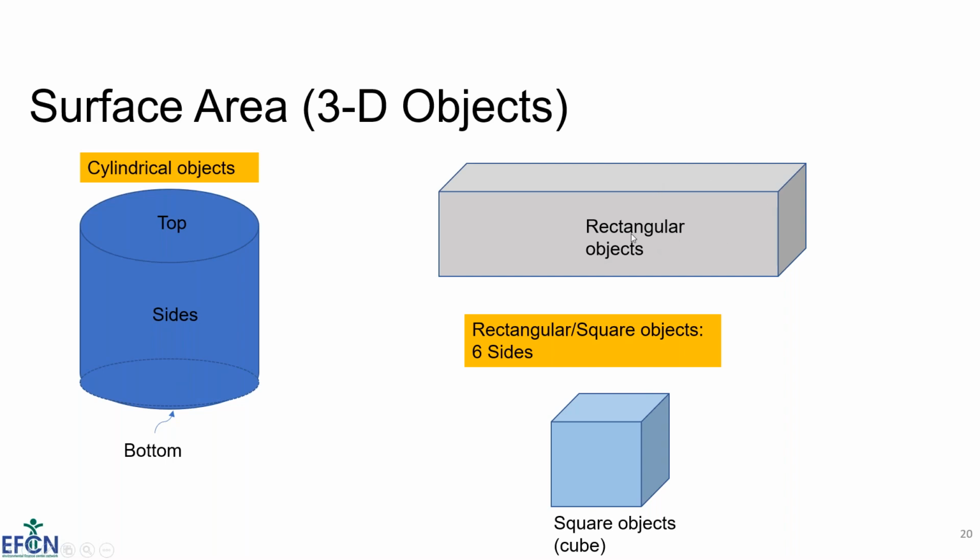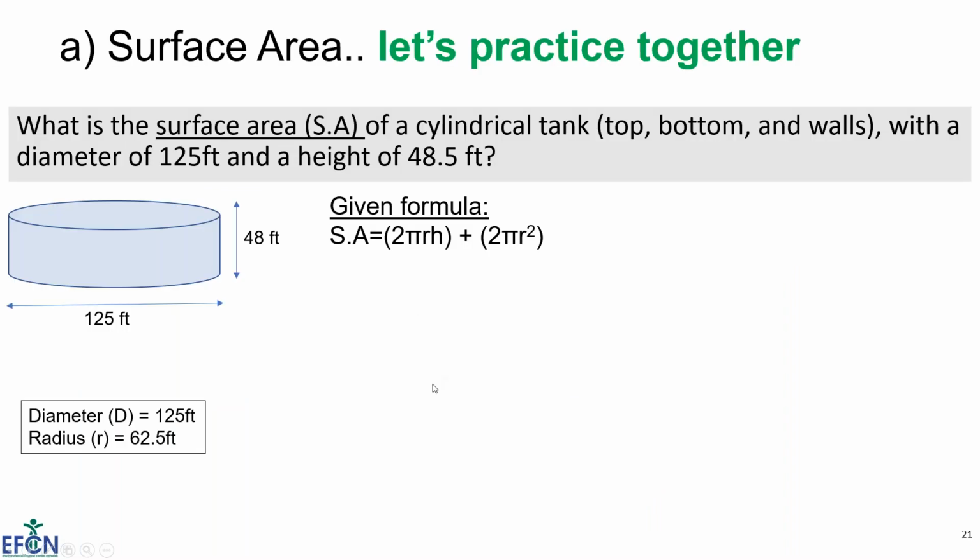And we have rectangular objects and square objects, which are cubes. They have 6 sides to them. So we want to make sure we understand how to do this. For cubes, all the sides are equal to each other, but for rectangular objects, 4 sides are equal to each other and 2 sides are equal to each other.